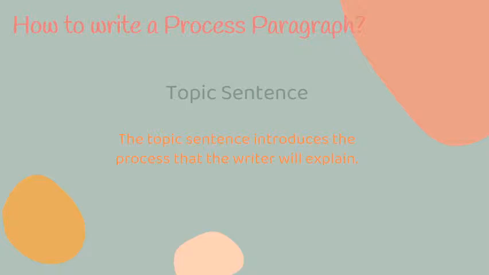For example, I'm writing a process paragraph about baking a cake. I want to tell you the steps how to bake a cake. So in the topic sentence I have to mention the process. The process is baking a cake. So I must mention the process in the topic sentence, and I must tell in the topic sentence that I will give you the steps to do this process. So the topic sentence introduces the process that the writer will explain.